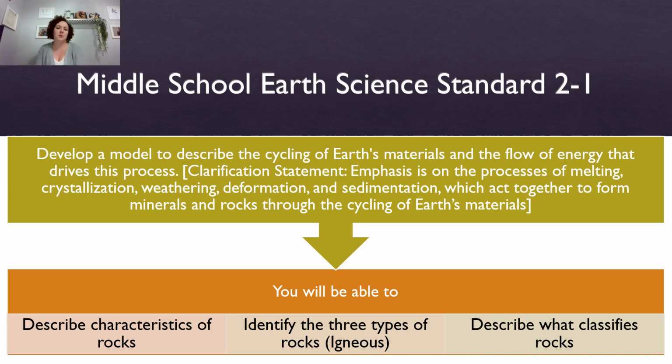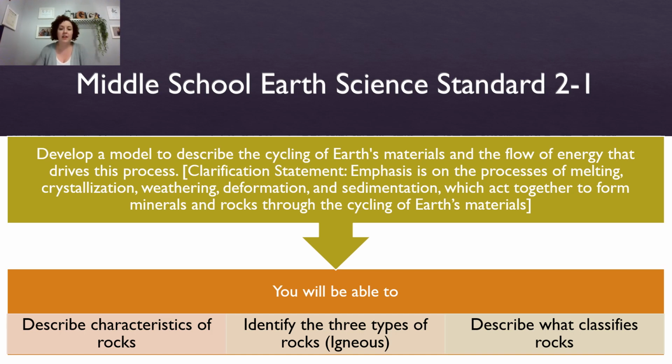We are looking at Middle School Earth Science Standard 2-1, which is the same as our mineral one, but we're going to take it just a tish of a step further. So develop and use a model to describe the cycling of Earth's material and the flow of energy that drives this process. Our clarification statement states that emphasis is on the process of melting, crystallizing, weathering, deformation, and sedimentation, which act together to form minerals and rocks through the cycling of Earth's materials.